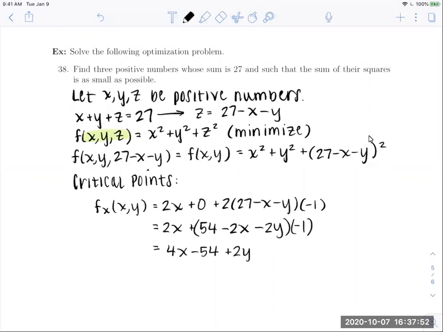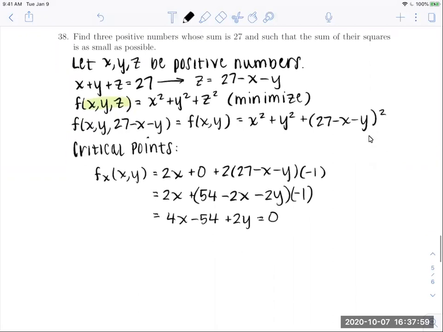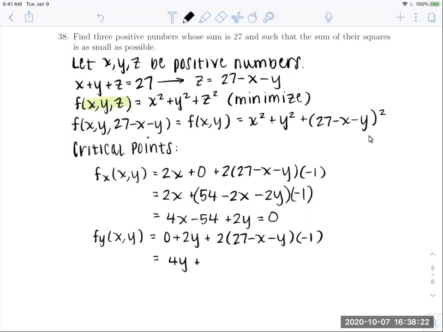So what I have here is one equation, two unknowns, right? So set that equal to 0. Let's do the same for f sub y. So I get 0 plus 2y plus 2 times 27 minus x minus y times negative 1. And so I'm going to similarly get 4y plus 2x minus 54 equals 0.